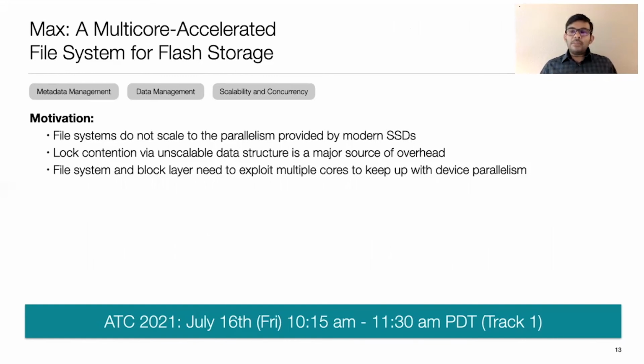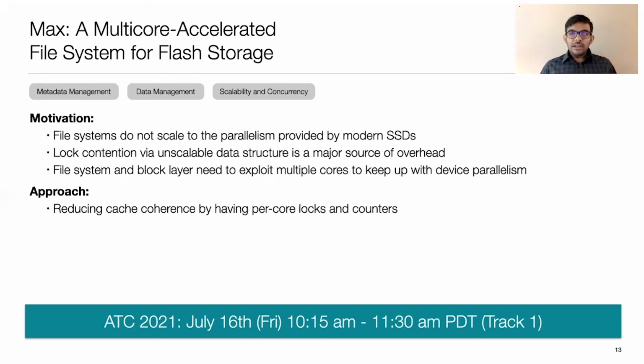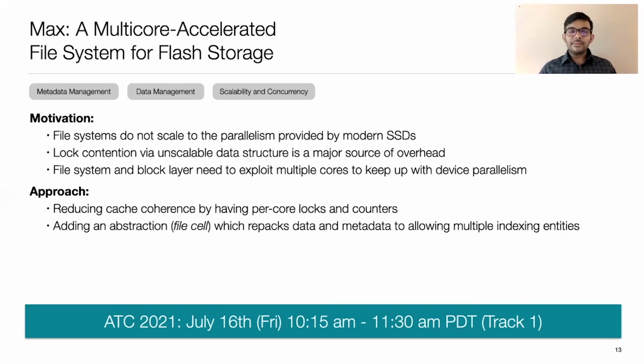The file system and the block layer, therefore, have to use the different cores efficiently in order to keep up with the device parallelism. The approach taken by MAX is to reduce cache coherence by having per core locks and counters. Moreover, they also have an abstraction called file cell, which repacks data and metadata in sort of a blob and allows more than one indexing structures to find where the data is. And so the pressure on the global data structures is reduced.